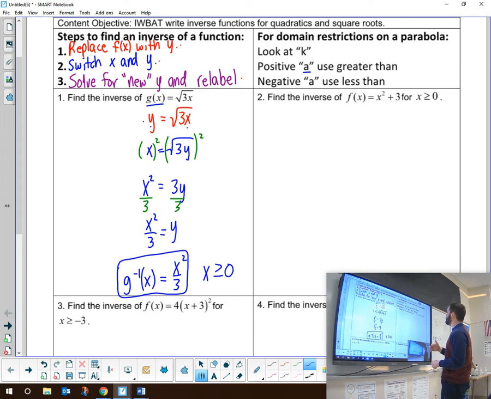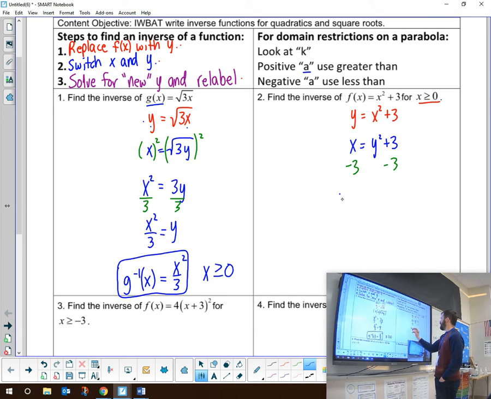So number 2 says find the inverse of this. So step 1, we're going to rewrite it with y. So we're going to go y equals x squared plus 3. Then it already tells me what our restriction is, so we don't have to worry about that. So then we're just going to solve, right? We're going to switch x and y, and we're going to solve for our new y. So my y is going to change to x, my x is going to change to y, and then we're going to solve for my new y. So my first step to solve this is I'm going to minus 3 to both sides.